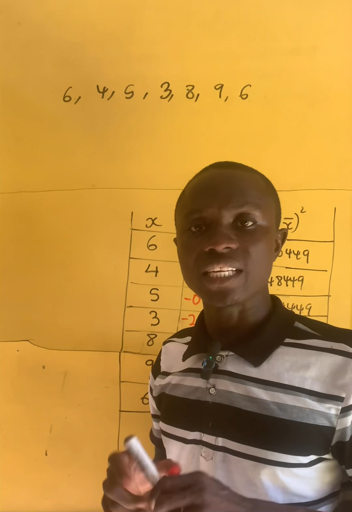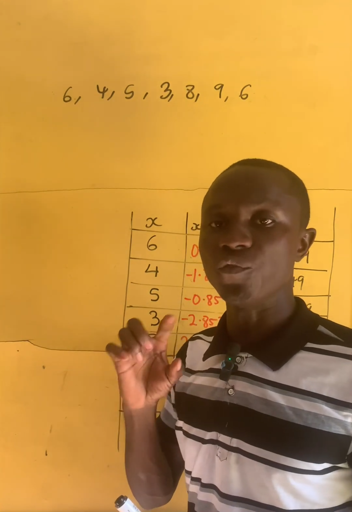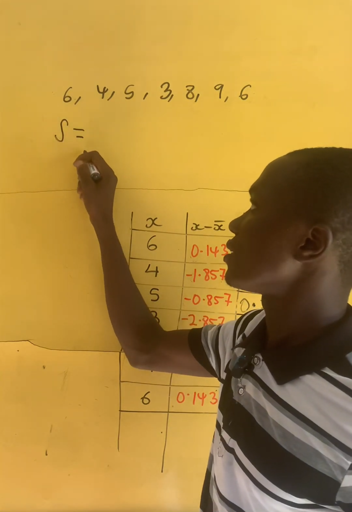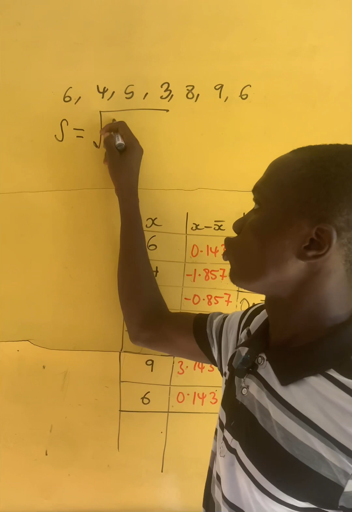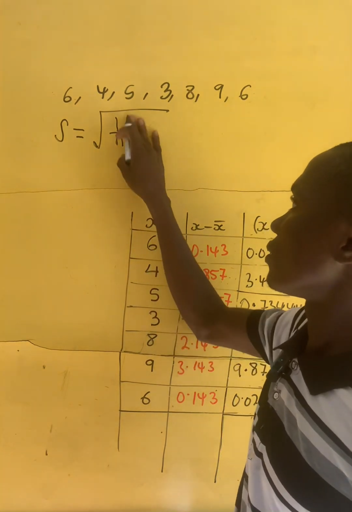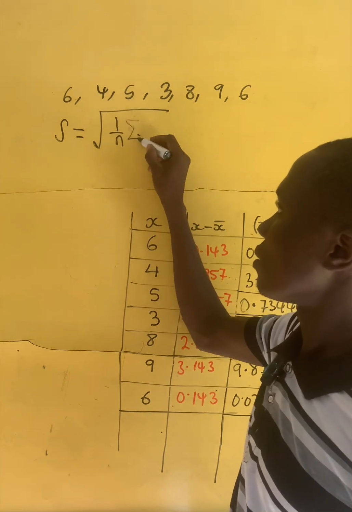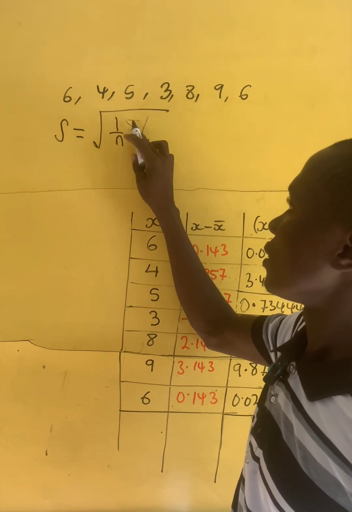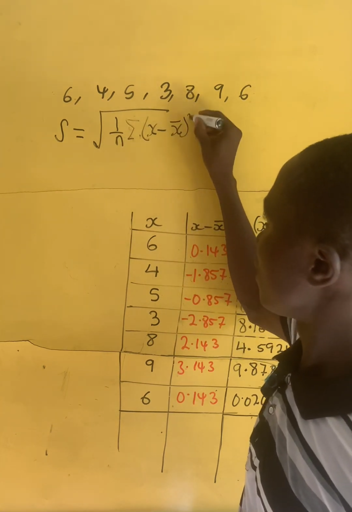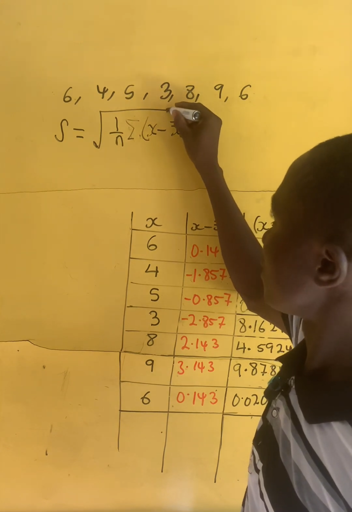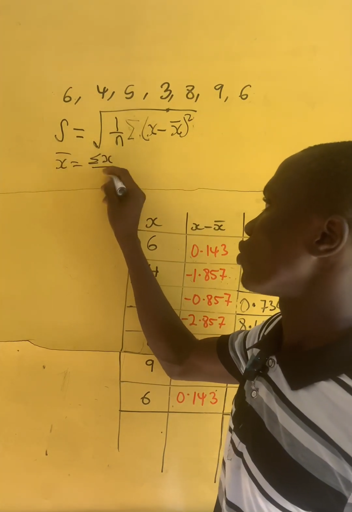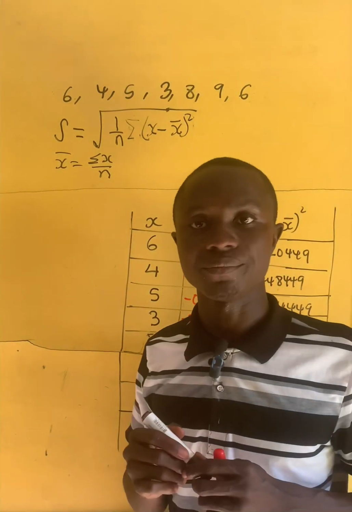The standard deviation is simply the square root of the variance. So we have S equals the square root of 1 on n times the summation of (x minus x bar) all squared, where x bar is the summation of x over n. That is the simple mean.